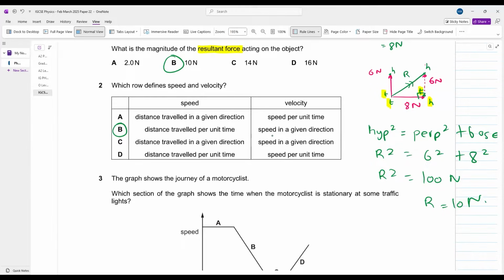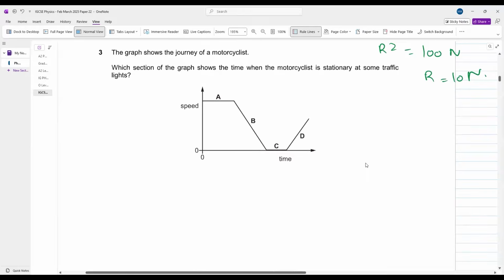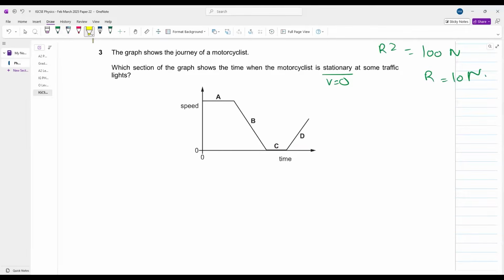The graph shows the journey of a motorcyclist. Which section of the graph shows the time when the motorcyclist is stationary? We have to tell when the motorcyclist is stationary. When is the velocity of the motorcyclist zero? This is the speed time graph. When is the velocity or speed zero here?